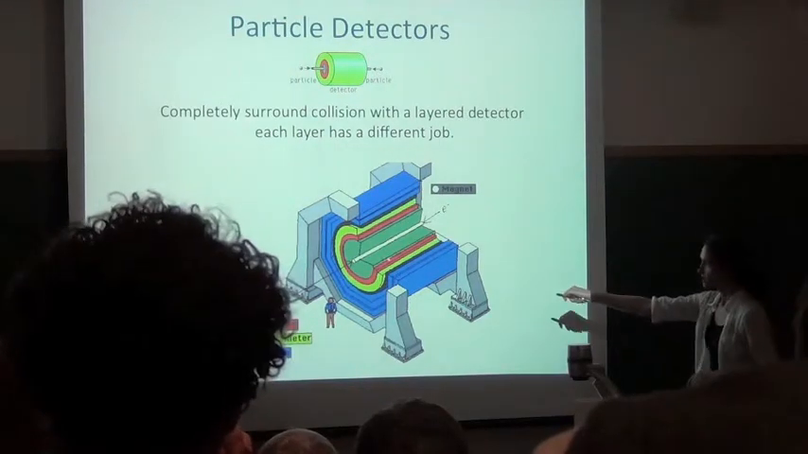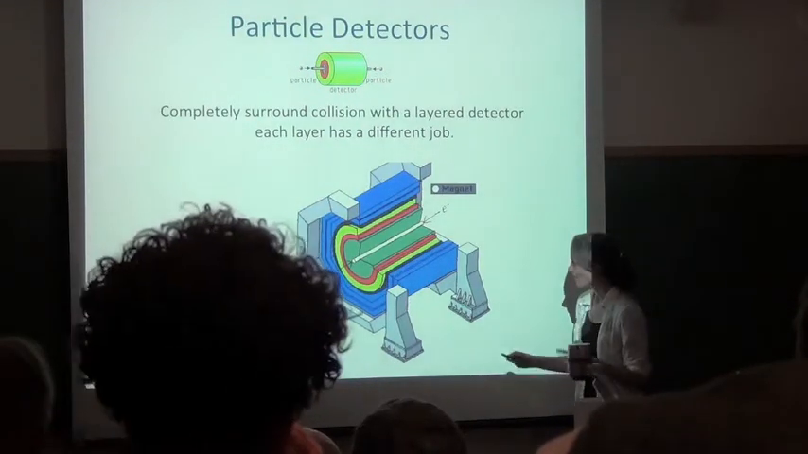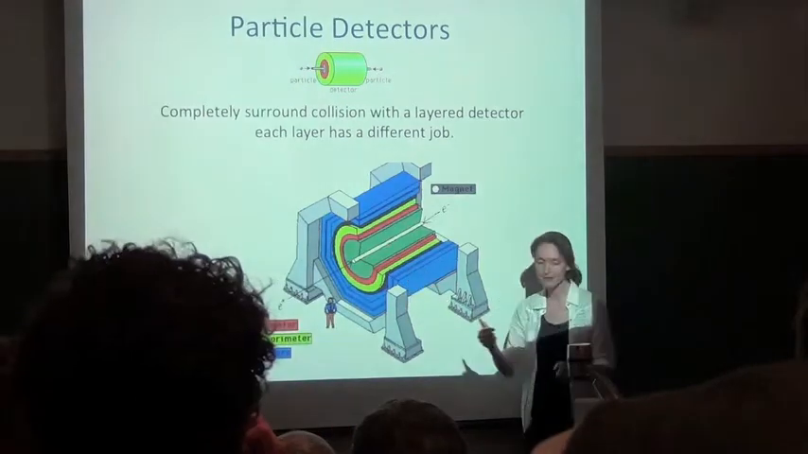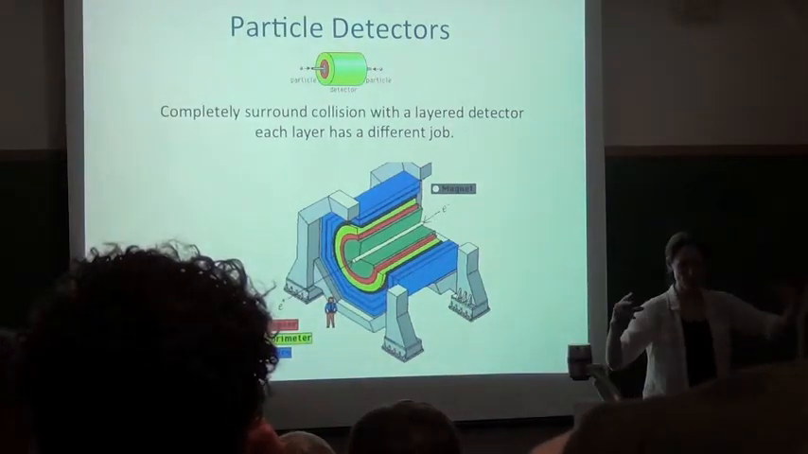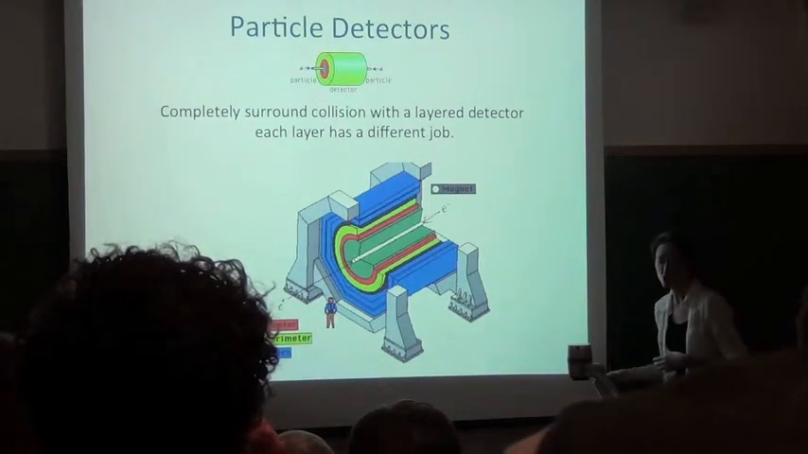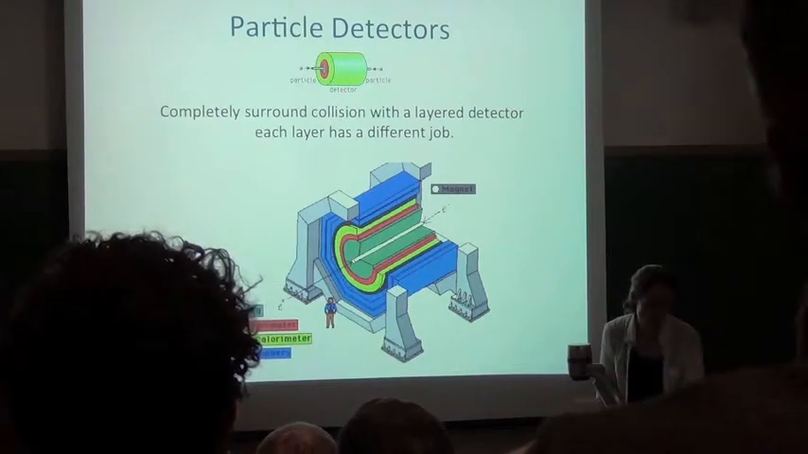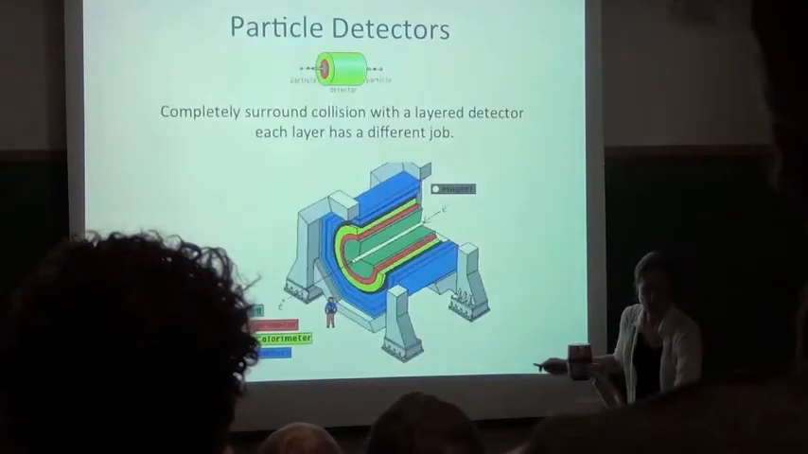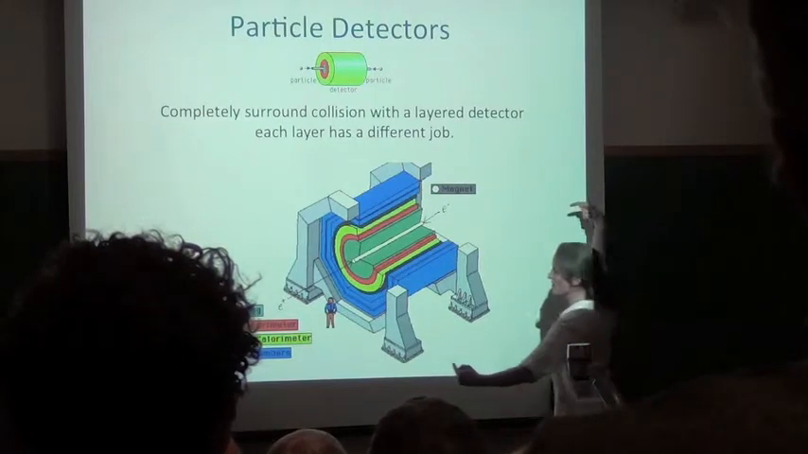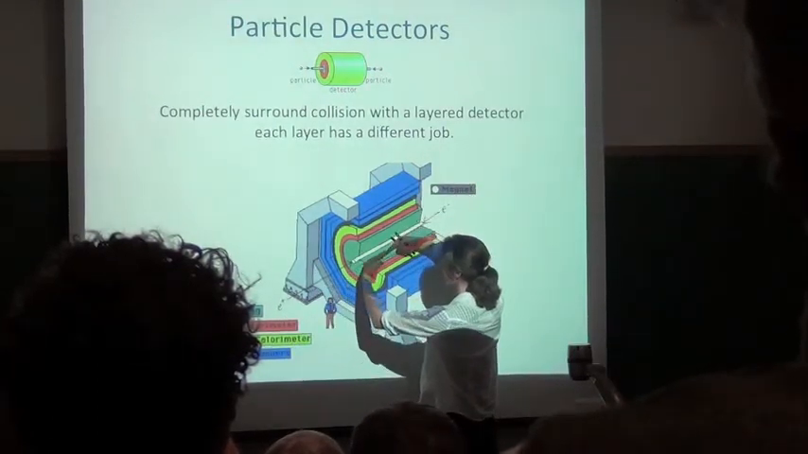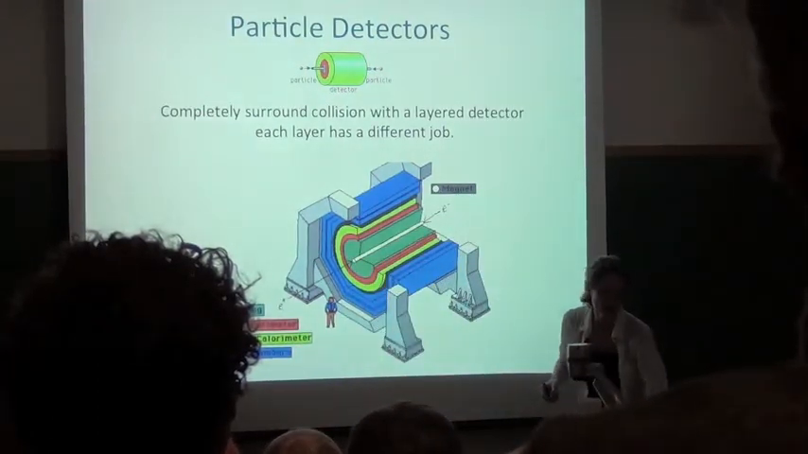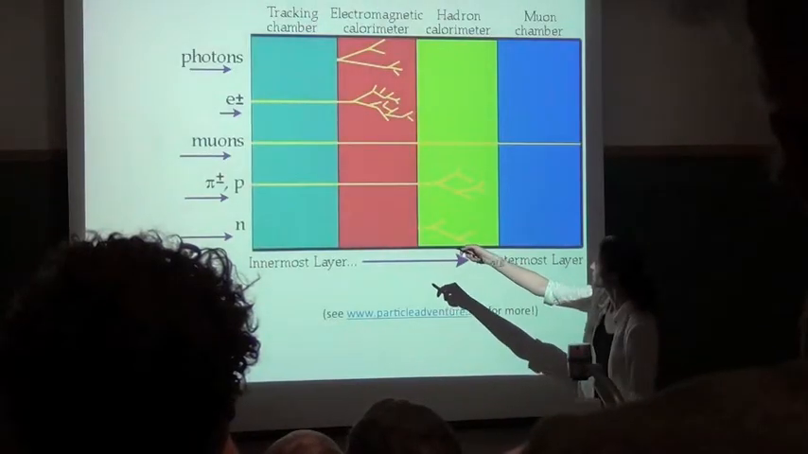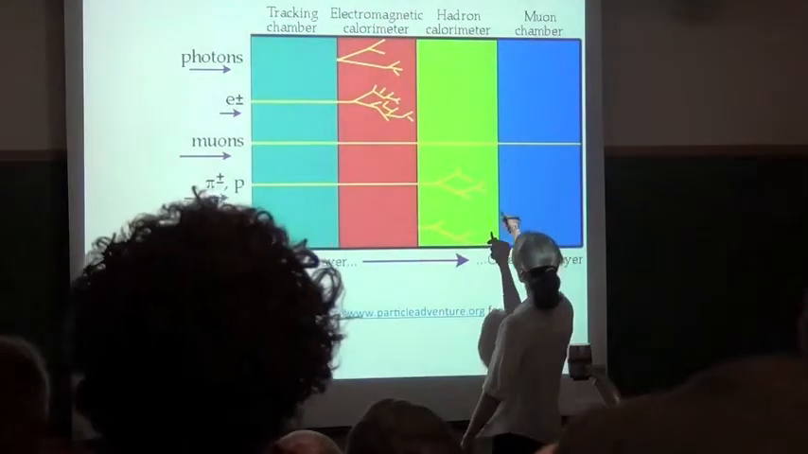The basic strategy of the particle detector is an onion idea mentality, layers of different kinds of technologies that all have different jobs. And when a particle travels out through, so this is the view, you have your collisions coming in, it can be any kinds of particles that come in and then fly out. Your particles see this, right? They first travel through the inner layer, then the other layers.